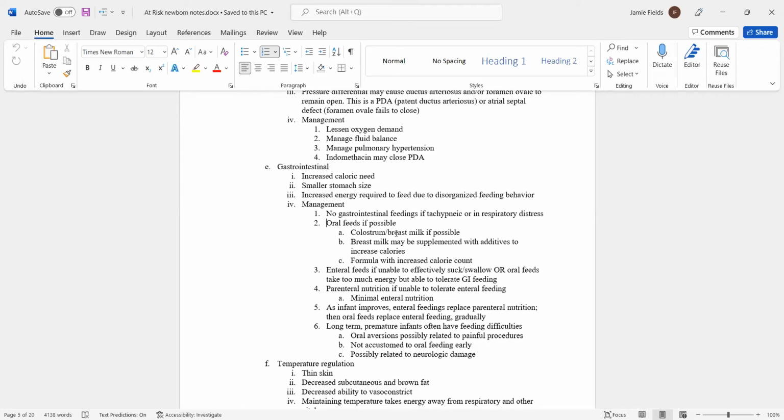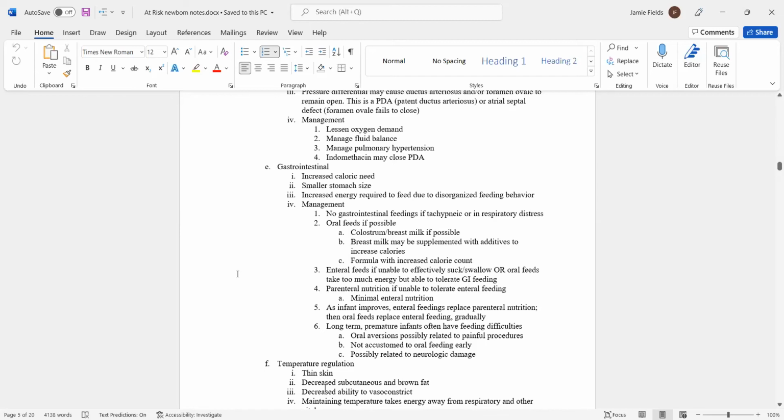Good, Allie. It takes energy to get the food in, and sometimes they burn more calories eating because they're not coordinated with sucking and swallowing yet. They burn more calories eating than they actually get from the food.